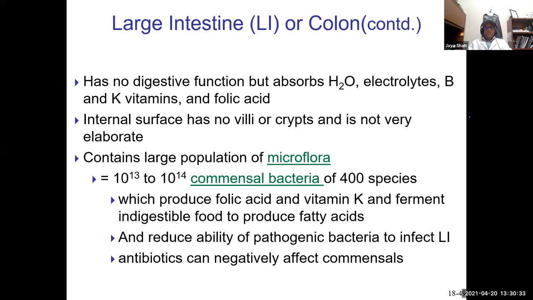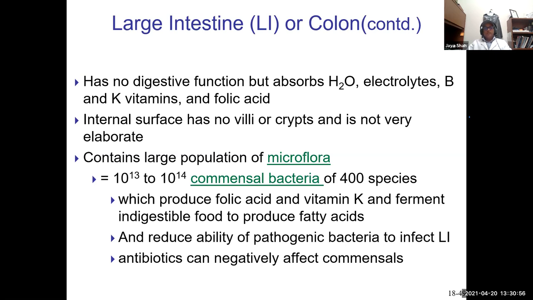Okay? So these 10 to the power of 13, like a trillion, commensal bacteria of 400 species produce folic acid, vitamin K, and ferment indigestible food to produce fatty acids and some other gases. And they reduce the function of pathogenic microorganisms.